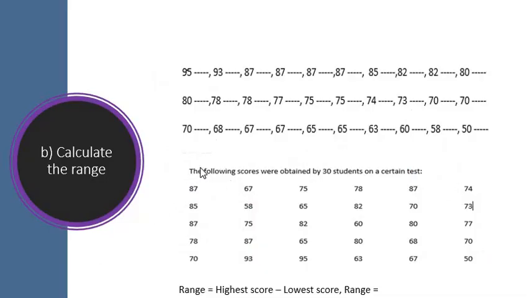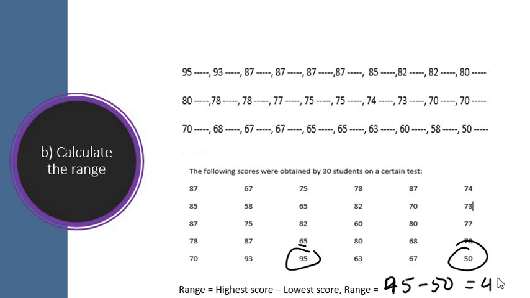So now we're looking at the range. What is the range? Well, the range is the highest score minus the lowest score. We look through this and see that it's 95 and 50, being the highest and lowest scores respectively. When we find the difference between them, we get 45. So it's basically 95 minus 50, which gives us 45, and that is the range. This would have made it a lot easier because once they're in order, we can just look at the first and the last score and find the difference.